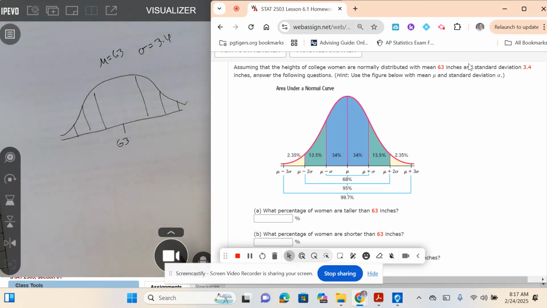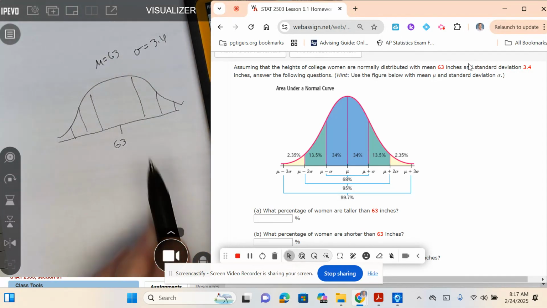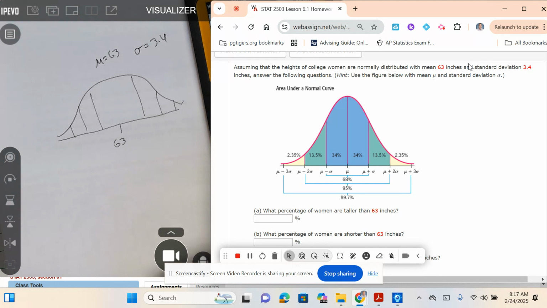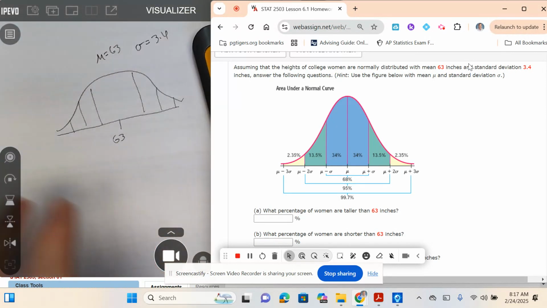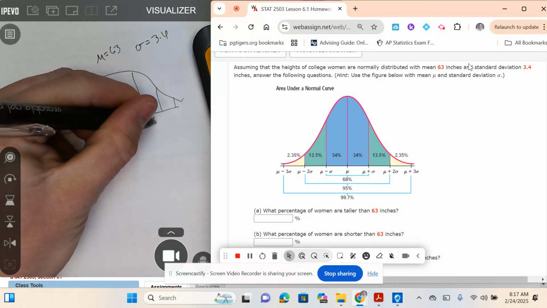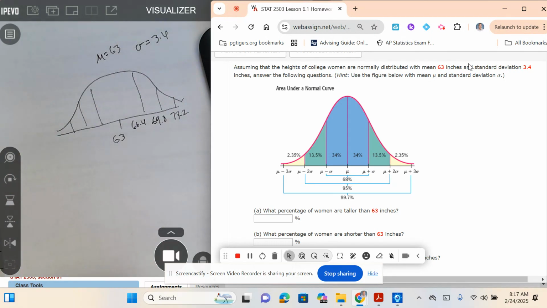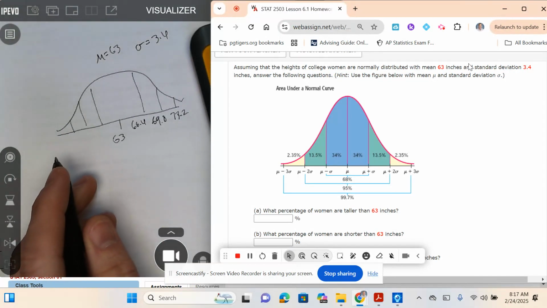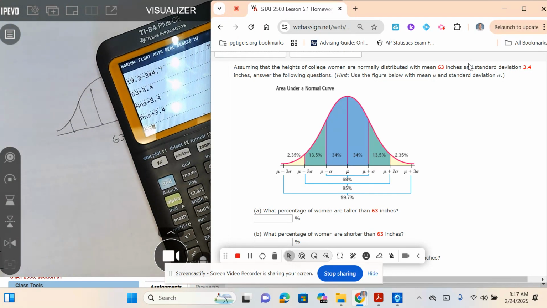Now, 3.4. So how do I go up? What do I do each time? Add the standard deviation. Yes. So add 3.4, add 3.4. So 66.4, 69.8, and 73.2. You can kind of visualize this. You don't have to write it down. I'm just writing it down because I'm teaching it, and I want you to be able to see what I'm doing.